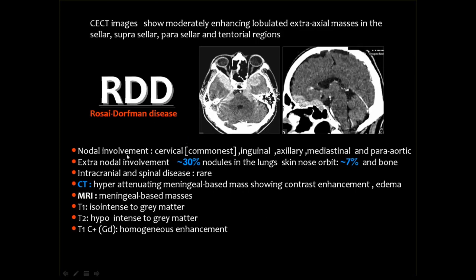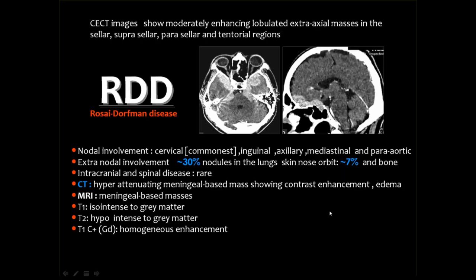Number one is nodal involvement, with diffuse, significant enlargement of the nodes, which are homogeneous and strongly enhancing. The most affected group of lymph nodes is the cervical, then you may have other groups. Extranodal involvement is seen in about 30% of the cases, where nodules are present in the lung, in the skin, in the nose, in the orbit in about 7% of the patients, and in the bone.